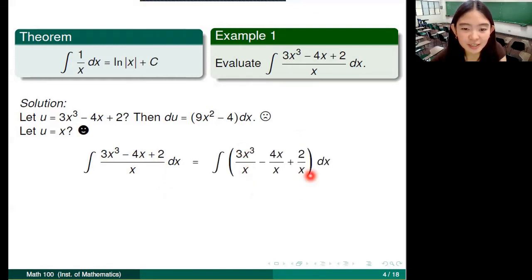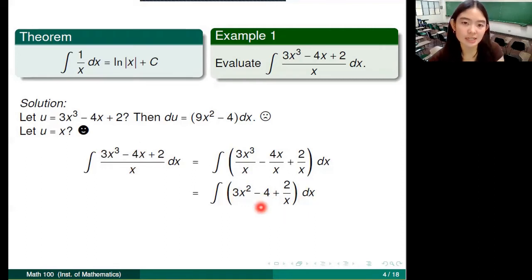Doing that, ito, dinistribute ko yung x at dinivide ko sa bawat term ng numerator ko. And simplifying, what I get is this integrand. So, see na mula dun sa given na medyo complicated pa siya, medyo na simplify naman natin yung integrand. So, integrate natin one by one yung mga terms.